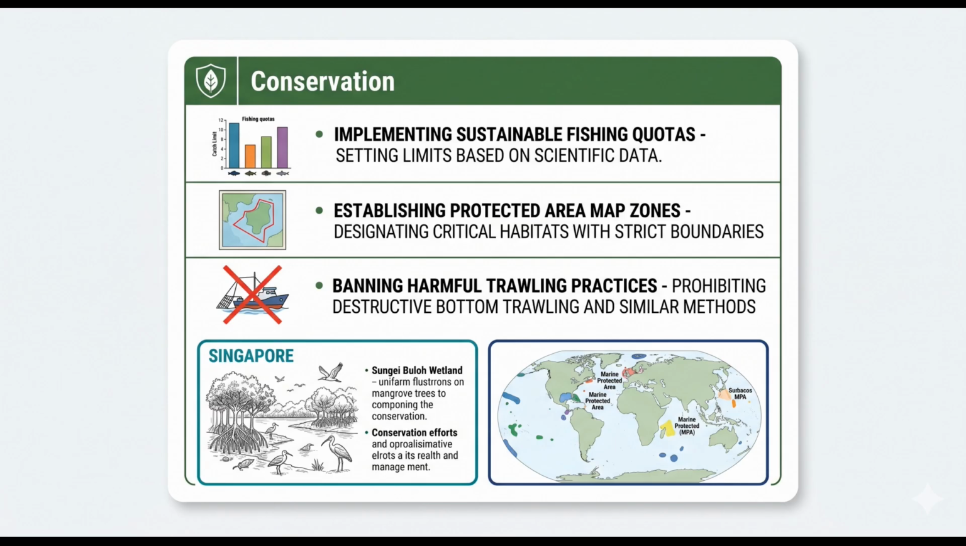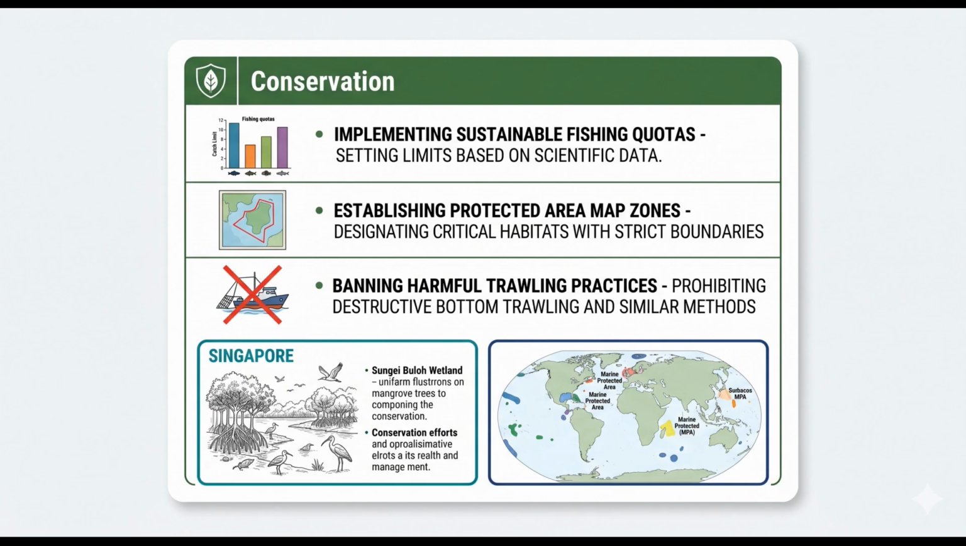Look at the 2 case study boxes at the bottom of the screen. Singapore's example, Sungei Buloh Wetland Reserve. Mangroves and wildlife protected from coastal development since 1993. It was later recognized as a Ramsar wetland of international importance, one of the world's most significant mangrove systems.